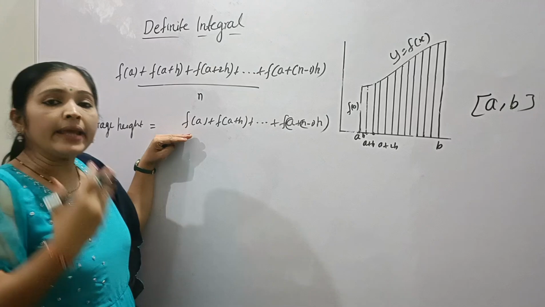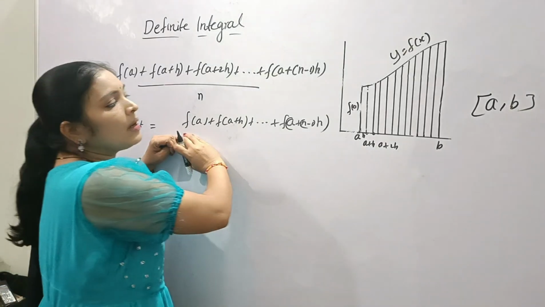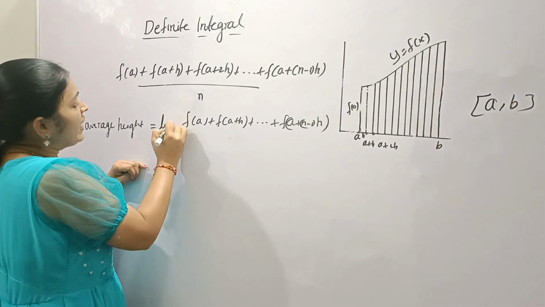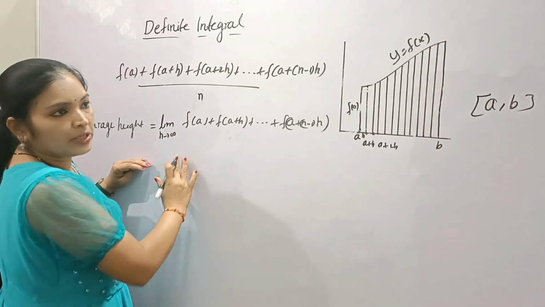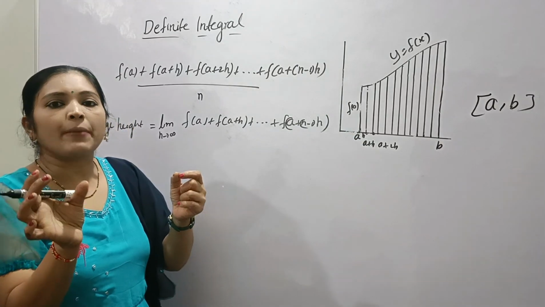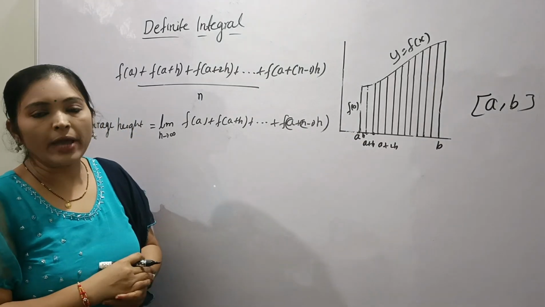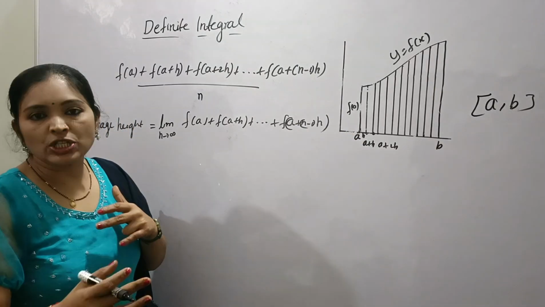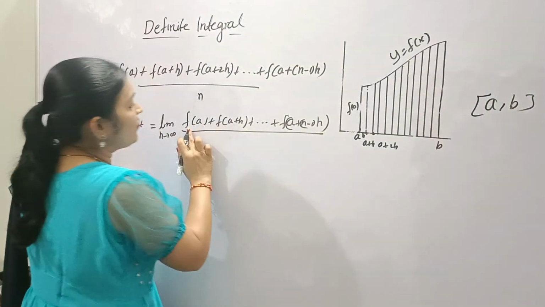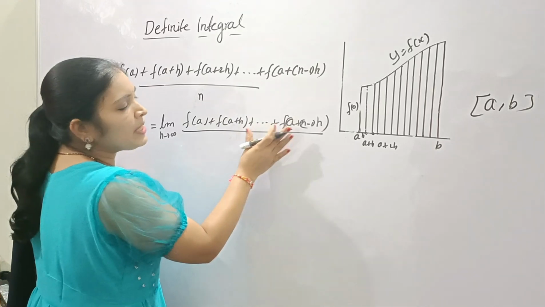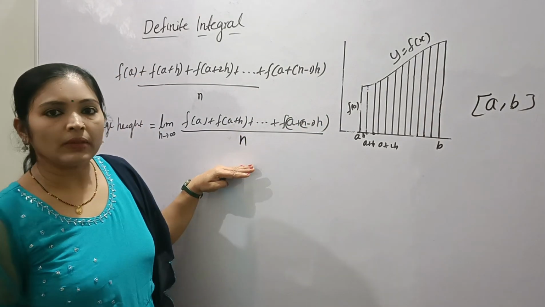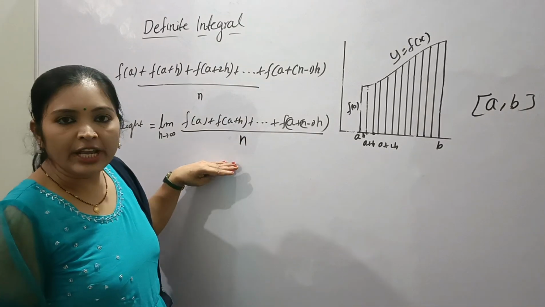See, when n gets larger, what is the value of this? How can we write it? Limit n tends to infinity. We know that when n gets larger, the length of the subintervals gets smaller and smaller. So how to find the average height? The average height is the limit as n tends to infinity of f of a plus h plus and so on, plus f of a plus (n minus 1) times h, divided by n. So this is the average height.